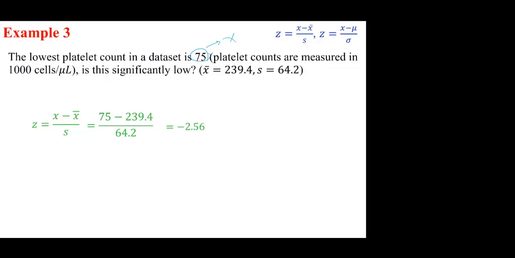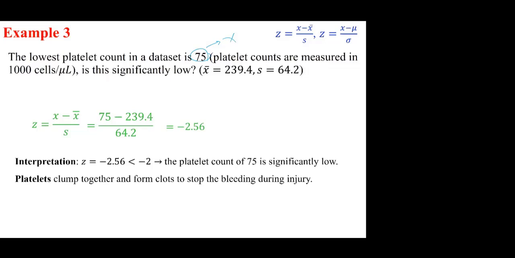Now, if you recall, the range rule of thumb says mu plus minus 2 sigma is fine and beyond is unusual. If this number is larger than 2 or smaller than negative 2, it is unusual. That's basically it. So you have your answer there. Z is less than negative 2 and therefore is significantly low.